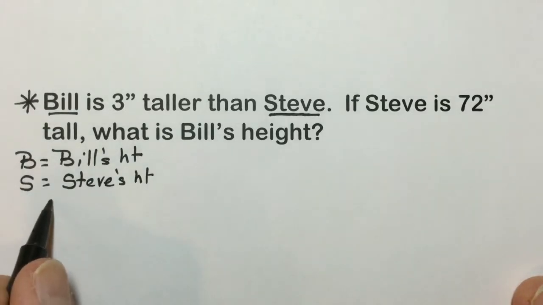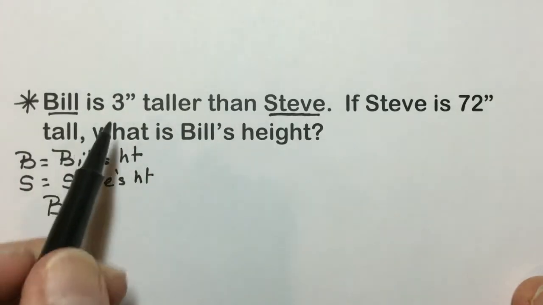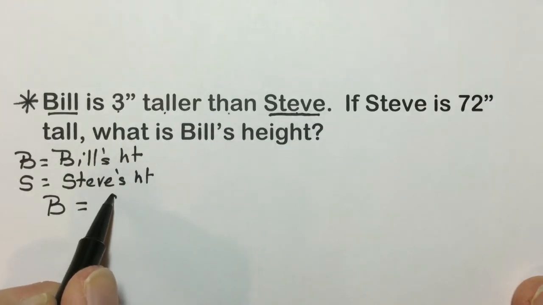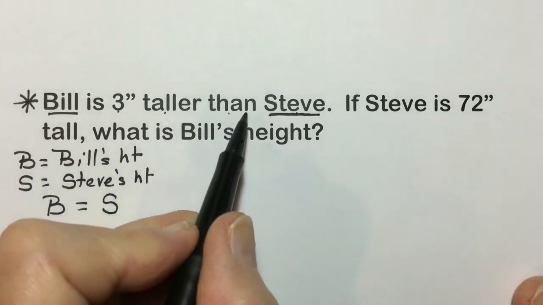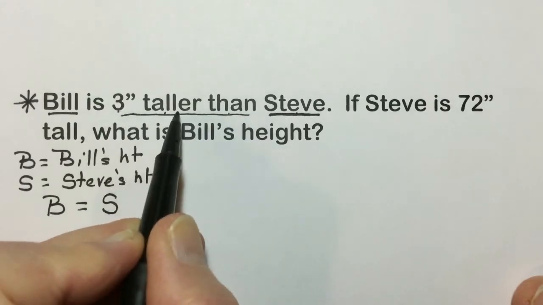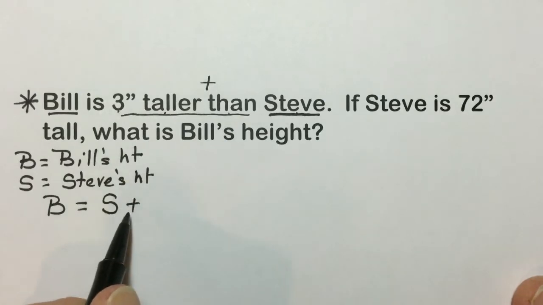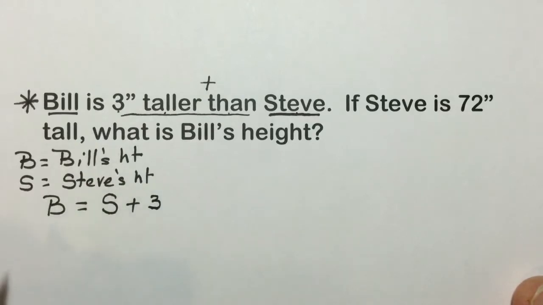Bill, which we're going to let B stand for, is replaced with equals, 3 inches taller than Steve. So Steve, we don't know his height, but we designated S to stand for that. Taller is 3 inches taller than. That operation is addition, and it's saying that 3 inches taller than Steve. So we will add a 3 onto that. So the translation here of this sentence, Bill, B, is 3 inches taller than Steve.